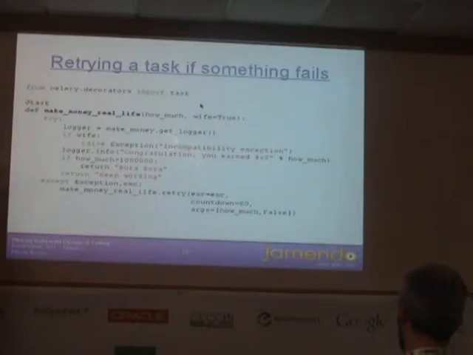And this is basically what happens the first time that you execute the task. You have an exception. You can't make money if you have a wife. Then, what happened? Okay, this is true now, but it's not true in real life.